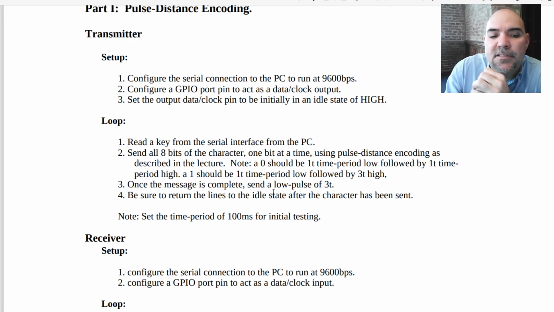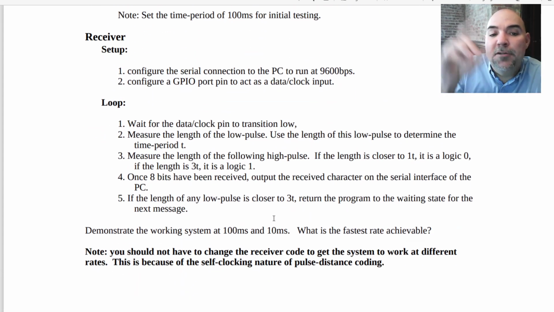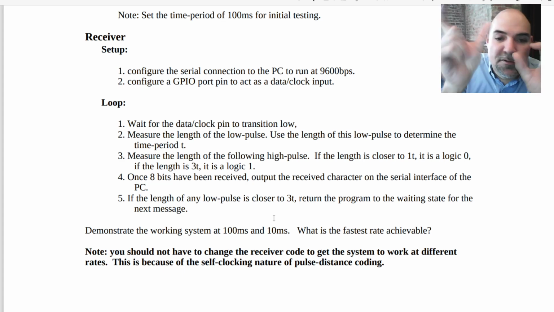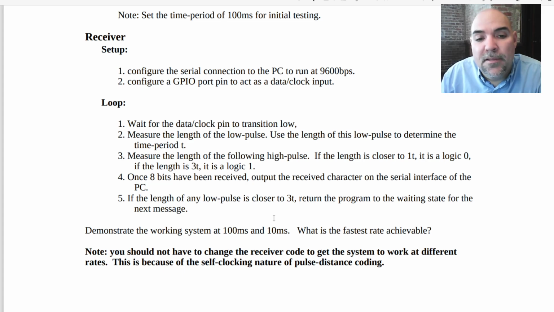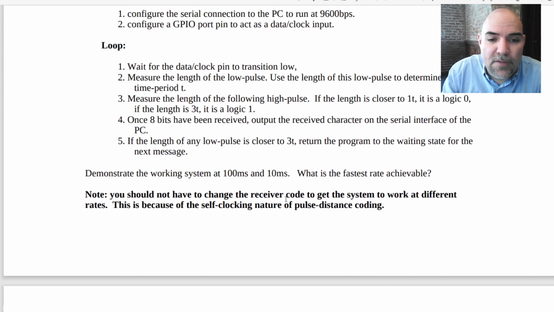But the idea here is that on the receiver, you're going to be looking at that. You're going to measure the amount it was low. You're going to measure the amount it was high. You're going to compute the ratio. And if the ratio is closer to 1, then it's a logic 0. If the ratio is closer to 3, then you're going to report a logic 1. And once you have 8 bits, print out the message you received, and then go back to waiting for the next low pulse. If the low pulse is ever closer to 3t than 1t, then you are going to reset back to the beginning again and wait for the next message.